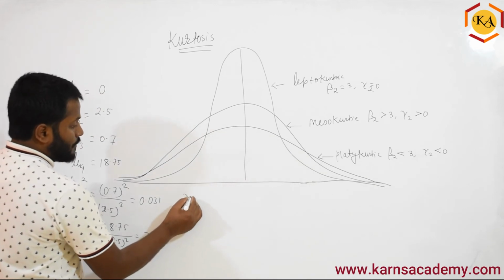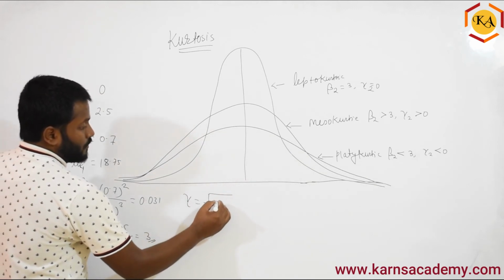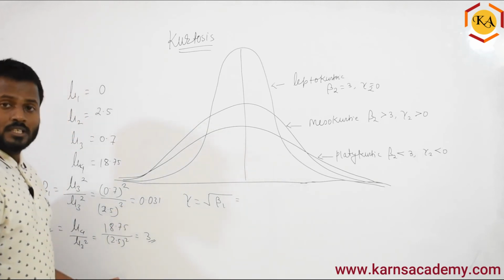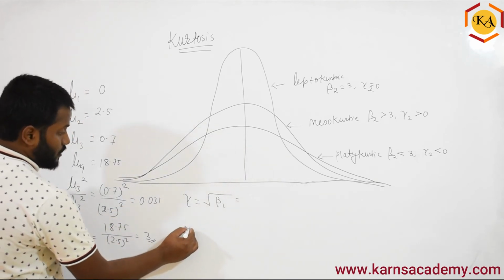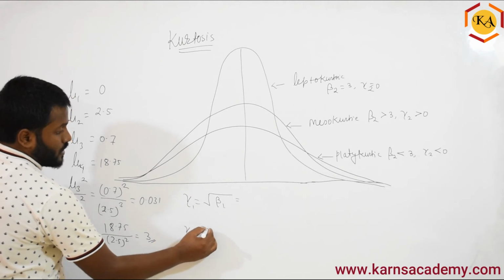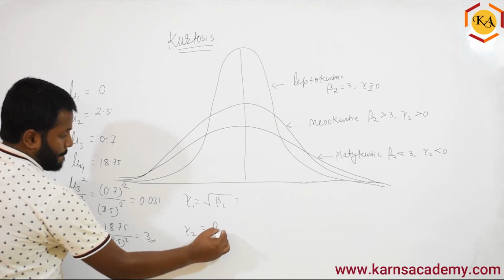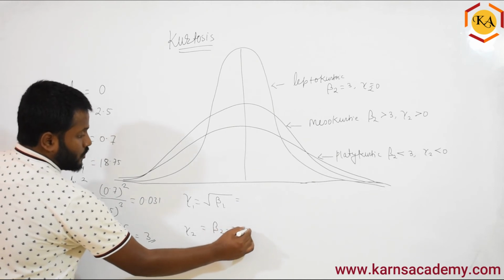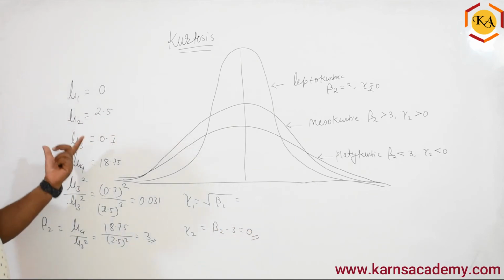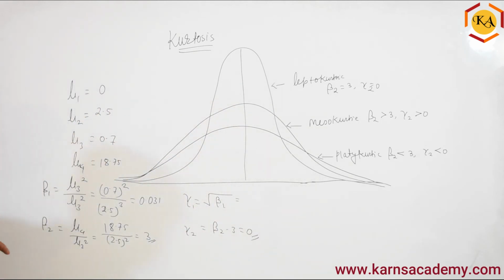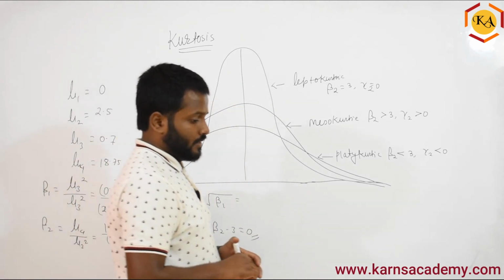Next, let's find gamma 1. What is the gamma 1 value? It is the square root of beta 1. Similarly, find out gamma 2. Gamma 2 is beta 2 minus 3. You can see it is 0, which means this curve is leptokurtic. So this is how we can easily find it based on whatever data they have given.